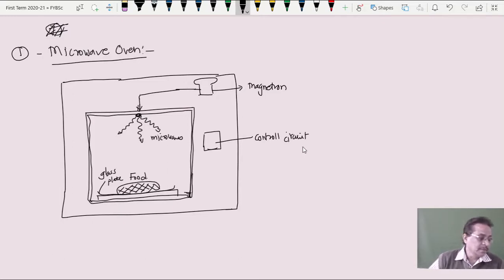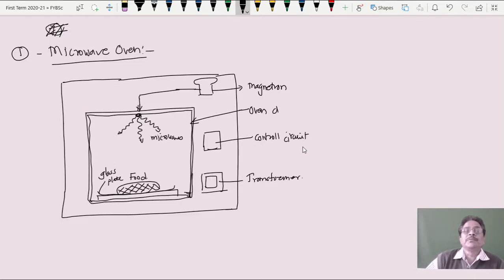Then there is a transformer. Inside this there is a used transformer. This is the transformer. So try to understand what these are. And here this is the oven chamber. We can give this name: this is the oven chamber. Okay, so it's very easy.